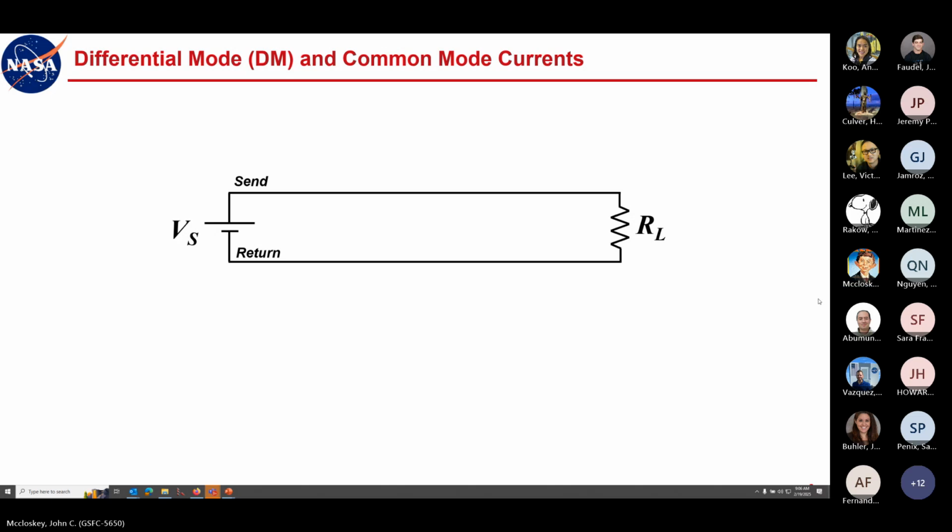So getting into the difference between differential mode and common mode currents, which is really central to this conversation. I'm going to take a simple voltage source. I'll just represent it as a battery here. So you take a voltage source and a load, some load resistance out here.